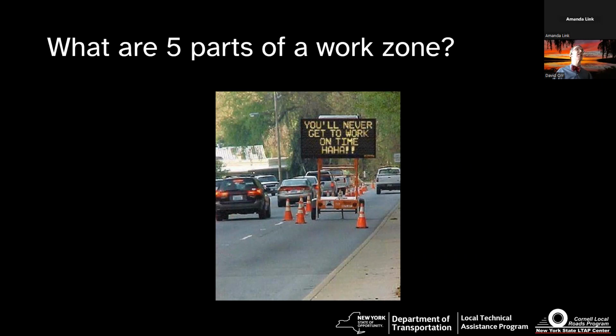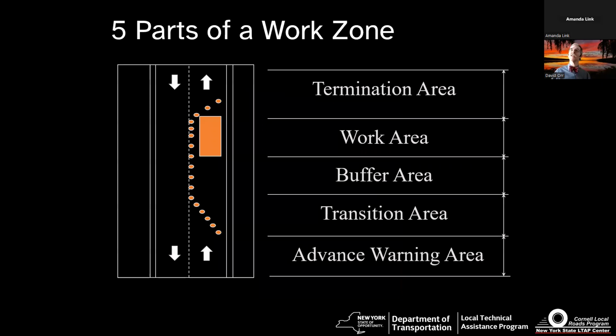Let's see if y'all can get the 5 parts of the work zone. There's a buffer space. We got one. Okay. We got buffer space. We got determination, advance warning, transition, the work area. Very good. Nice job. You got them all. Okay. Give people advance notice, set up a transition, have a buffer space, do your work, and then terminate. And if it's not obvious, maybe help with some extra signs.